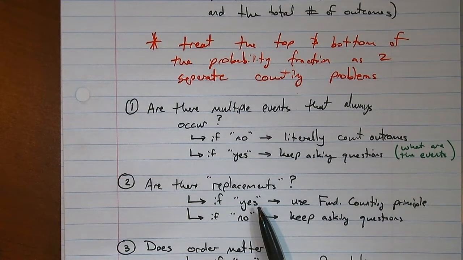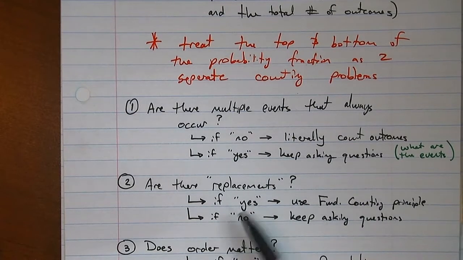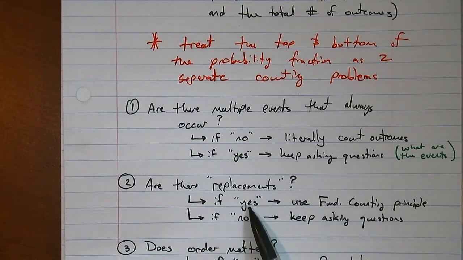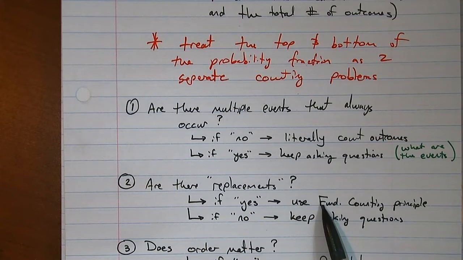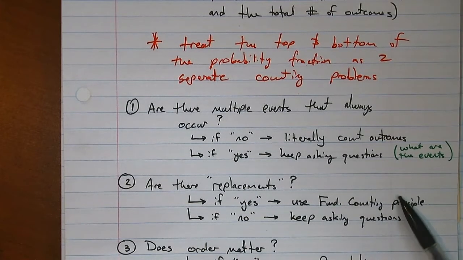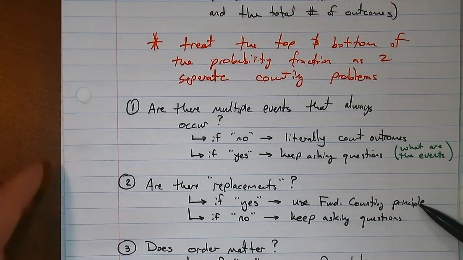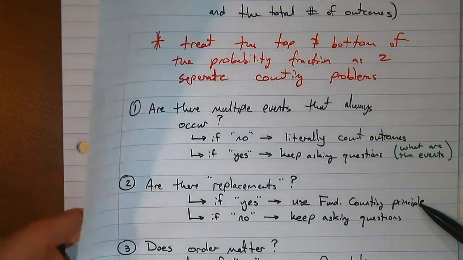And we said we were going to assume that there are no other restrictions besides just the fact that it's 3 numbers followed by 3 letters. So I think the answer to this question is yes, we're allowed to have repeats. We're allowed to have replacements. So that tells me to use the fundamental counting principle. So I don't need to ask any more questions. I'm done. I know I'm going to use the fundamental counting principle. So let's start to set that up.